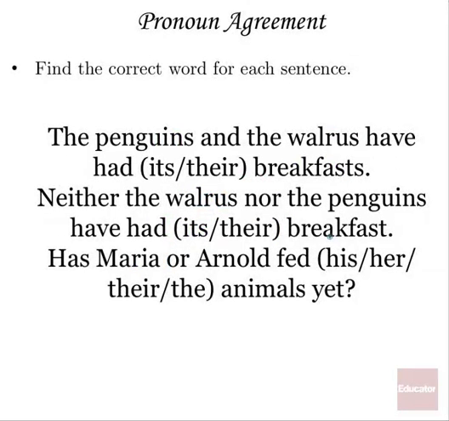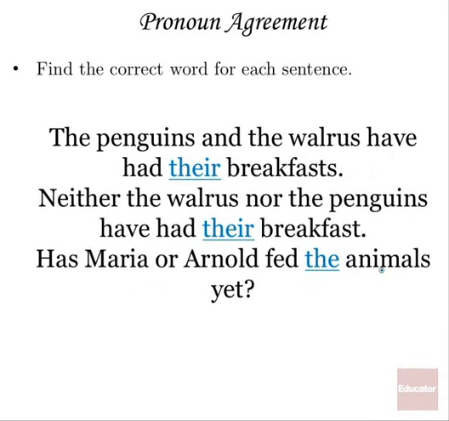All right, see if you can find the correct word for each sentence. "The penguins and the walrus have had either its or their breakfasts." "Neither the walrus nor the penguins have had its or their breakfast." "Has Maria or Arnold fed his, her, their, or the animals yet?" Take a good look. Pause the video if you need to.